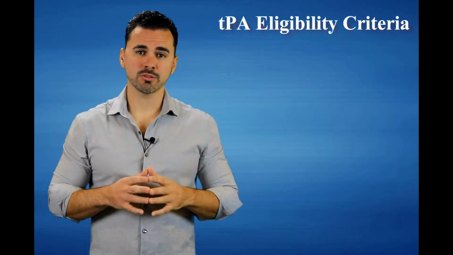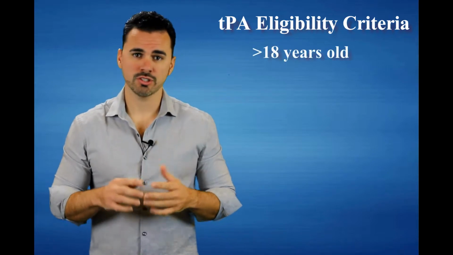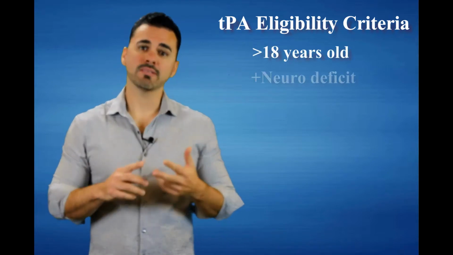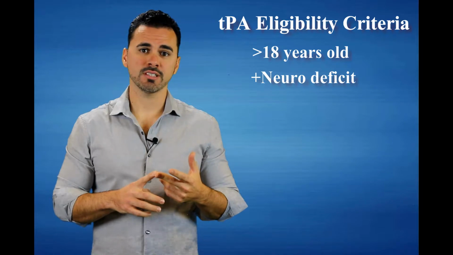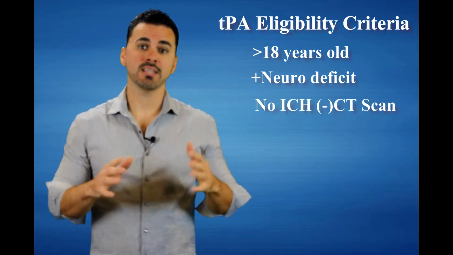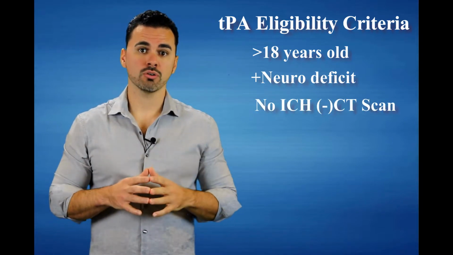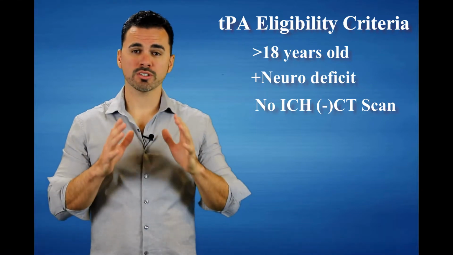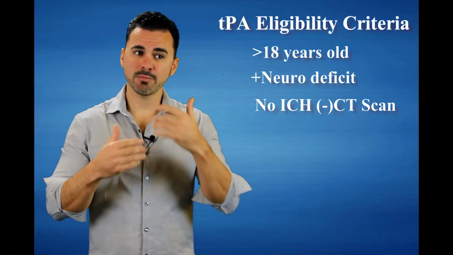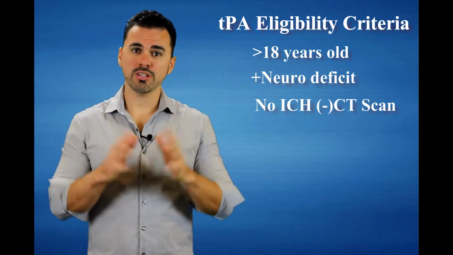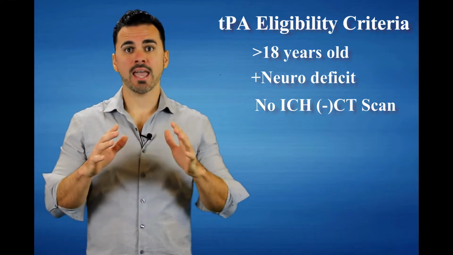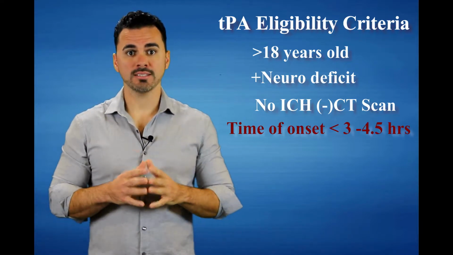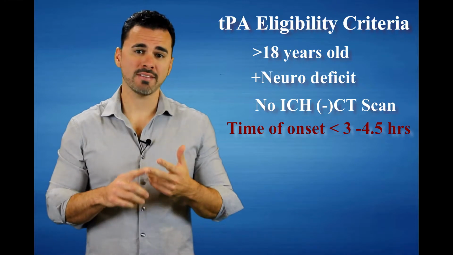Now, there's different eligibility criteria for these patients, such as you need to be 18 or older, you have to have a measurable neurologic deficit, and the CT scan needs to be negative for a hemorrhage or a non-stroke cause of this deficit. It's important to understand that the time of onset, or that window of treatment between recognition and the infusion of TPA, needs to be within 3 to 4.5 hours.